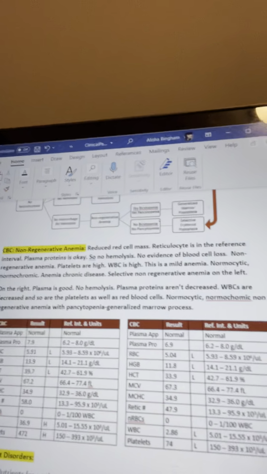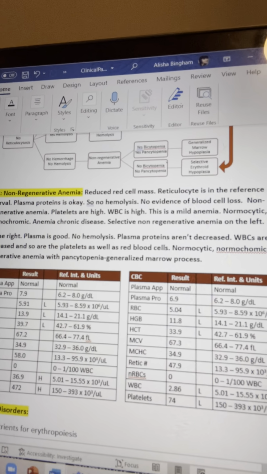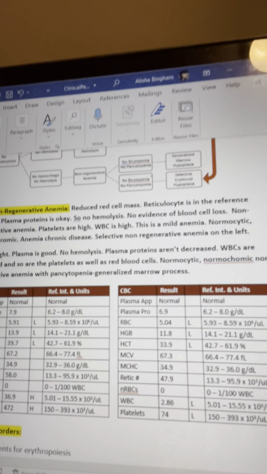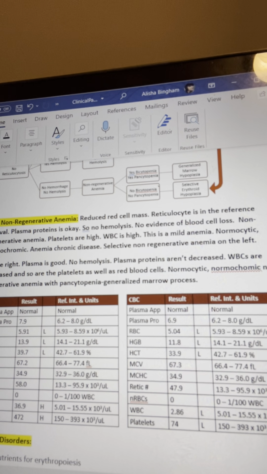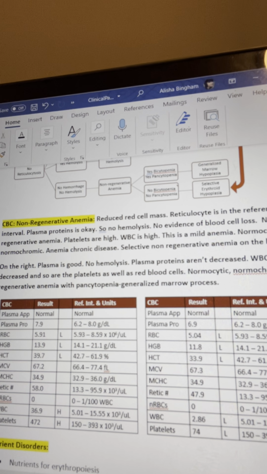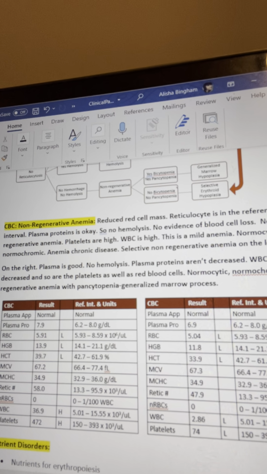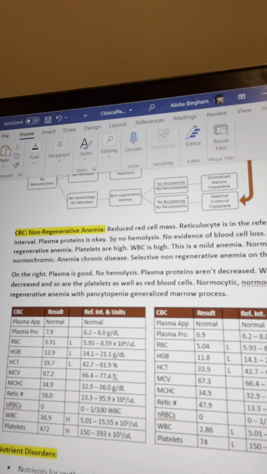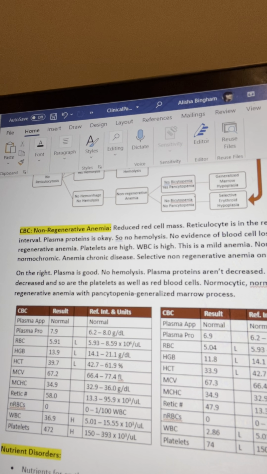So, non-regenerative anemia. We went over a few cases here. I'm going to tell you about the one on the left first and then the one on the right. So this one here, there's a reduced red cell mass. The reticulocyte is in the reference interval. The plasma protein is okay, so there's no hemolysis here, no evidence of blood cell loss. So this is a non-regenerative anemia.